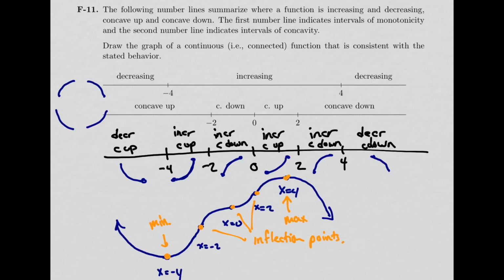All right, I hope that helps you understand how to draw a graph of a function when you're given information about where it's increasing and decreasing. And in calculus, you'll usually get this information from the first and second derivatives. So the increasing, decreasing usually comes from the signs of f prime of x, and the concavity is what you get when you look at the signs of f double prime of x.